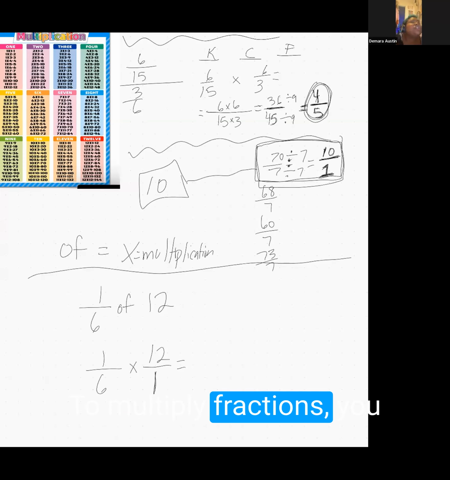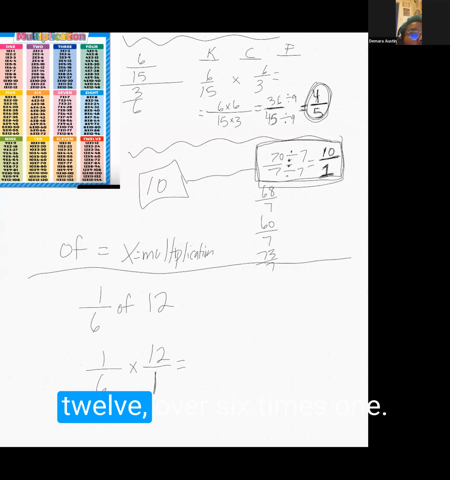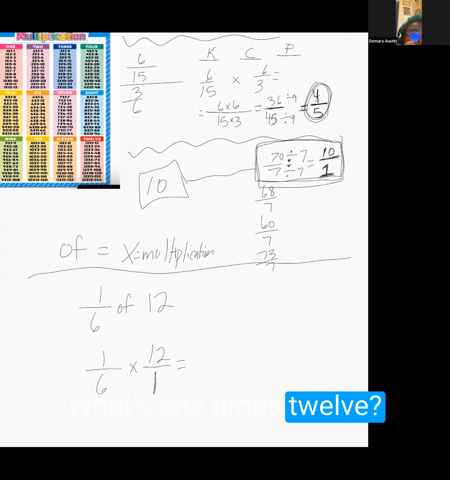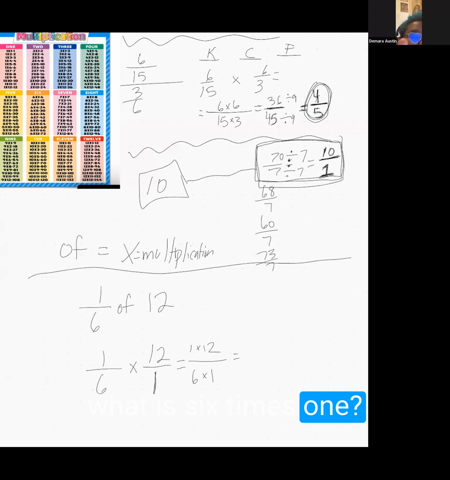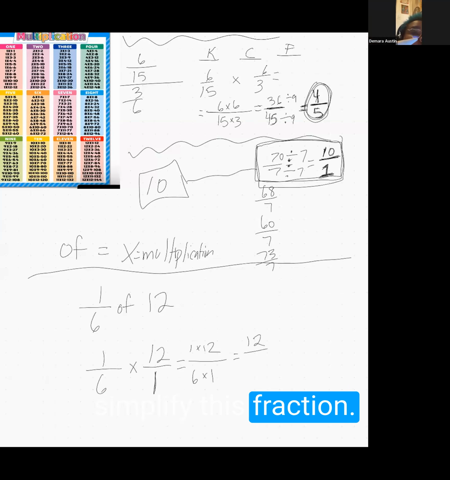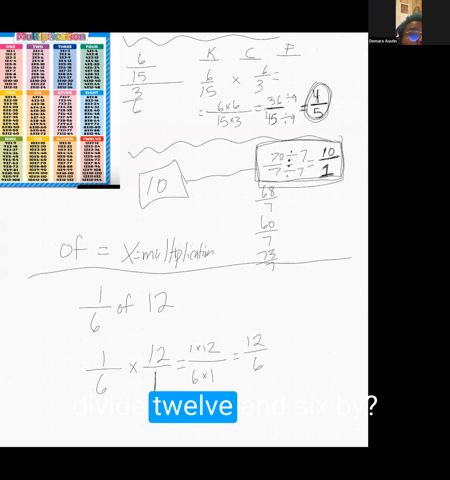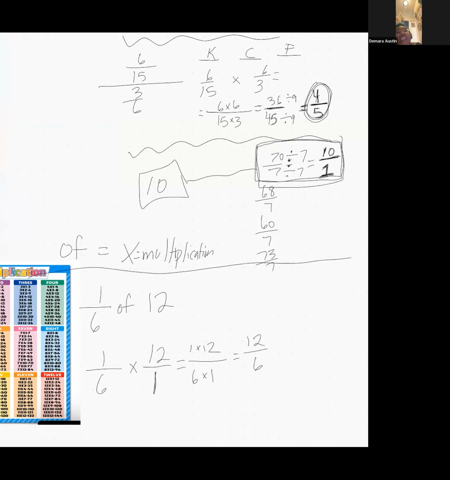To multiply fractions, you just multiply straight across. So we're going to do 1 times 12 over 6 times 1. What's 1 times 12? And what is 6 times 1? 6. All right. We need to simplify this fraction. What number can I divide 12 and 6 by? 2. Can I do bigger than 2? I can do 3 too. Can I do bigger than 3?